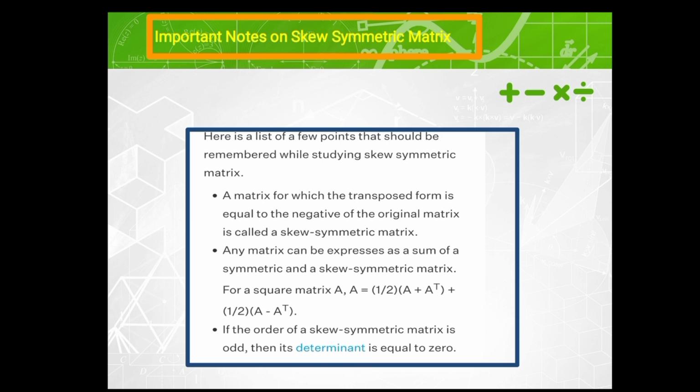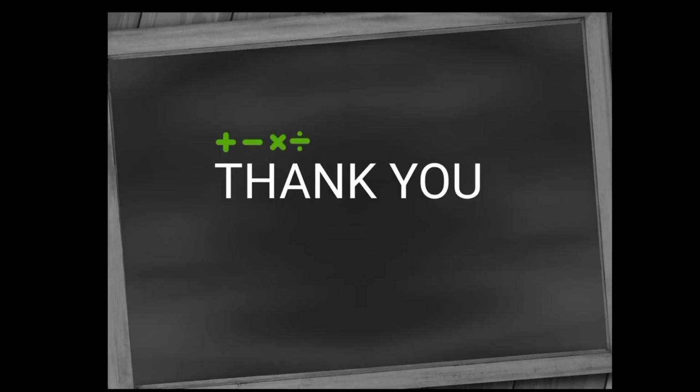Now let us discuss important notes on skew symmetric matrix. Here is a list of a few points that should be remembered while studying the skew symmetric matrix. A matrix whose transpose is equal to the negative of the original matrix is called a skew symmetric matrix. Any square matrix can be expressed as the sum of a symmetric and a skew symmetric matrix: A is equal to half of A plus A transpose plus half of A minus A transpose. If the order of a skew symmetric matrix is odd, then the determinant is equal to 0.